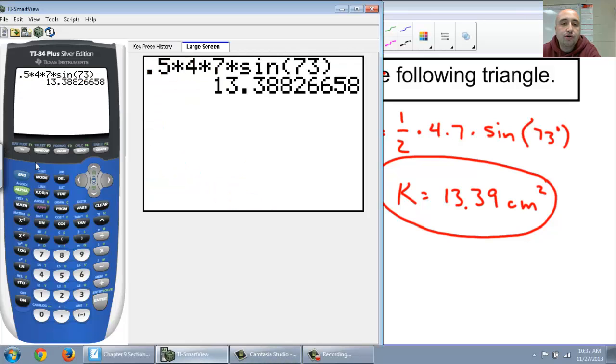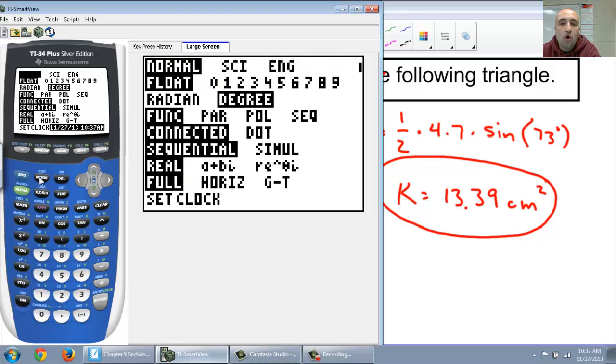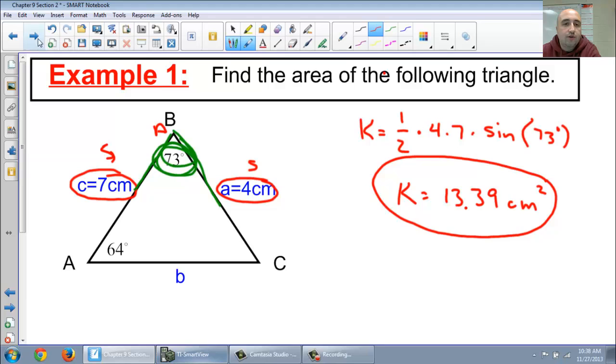Now, you have to make sure, though, that your mode, if you hit the mode button, which is right next to the blue button, you have to make sure that you are in degrees. Okay, you have to make sure you're in degrees, or else it will not work. If you're in radians, it'll give you a totally different answer. We're in degrees. All right, so that's example 1.